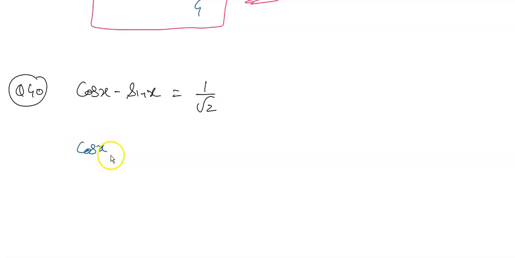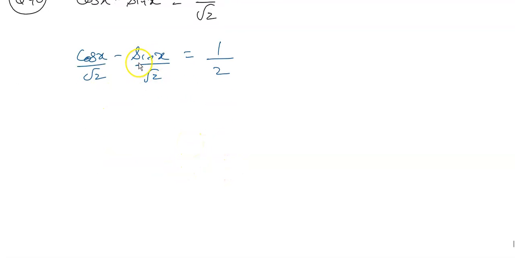Question number 40. 40 says if n is any integer, the general solution of the equation cos x minus sin x is equal to 1 by root 2. So again a cos x plus b sin x टाइप इक्वेशन है, तो इसको हम लिख लेंगे मल्टीप्लाइड डिवाइड बाय रूट 2. सो cos x बाय रूट 2 माइनस sin x अपॉन रूट 2 इज इक्वल टू 1 अपॉन 2, राइट? रूट 2 से मल्टीप्लाई डिवाइड किया हमने. So this is nothing but cos of x plus pi by 4 is equal to 1 by 2, जिसको क्या लिख सकते हैं, cos of pi by 3.